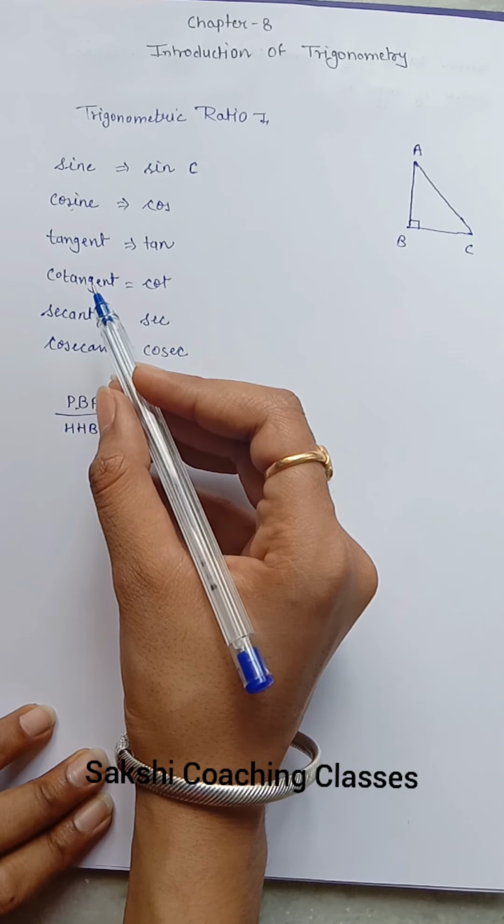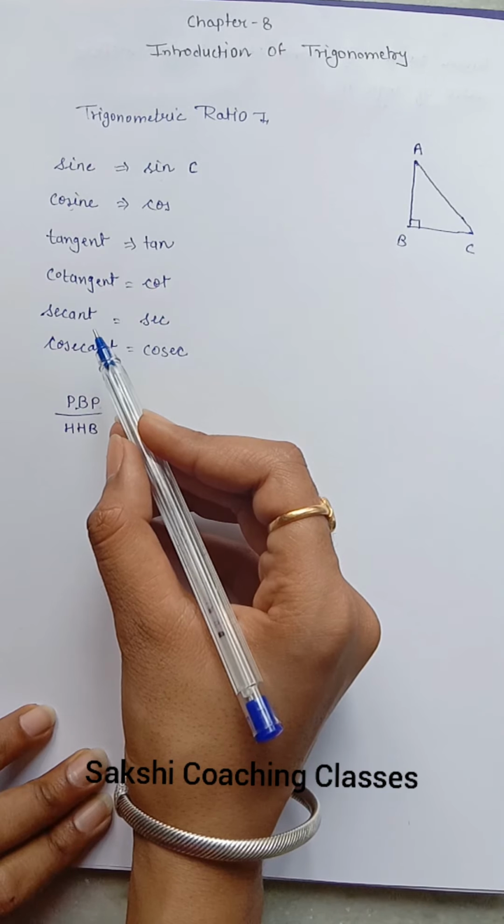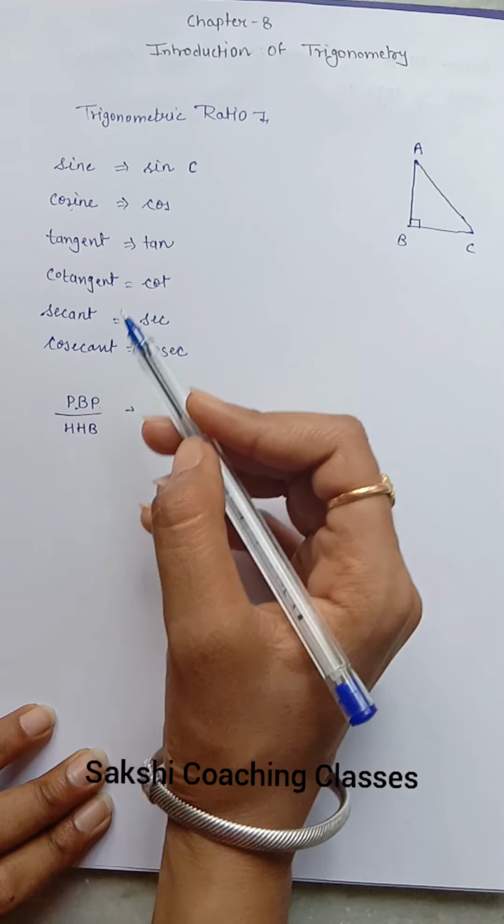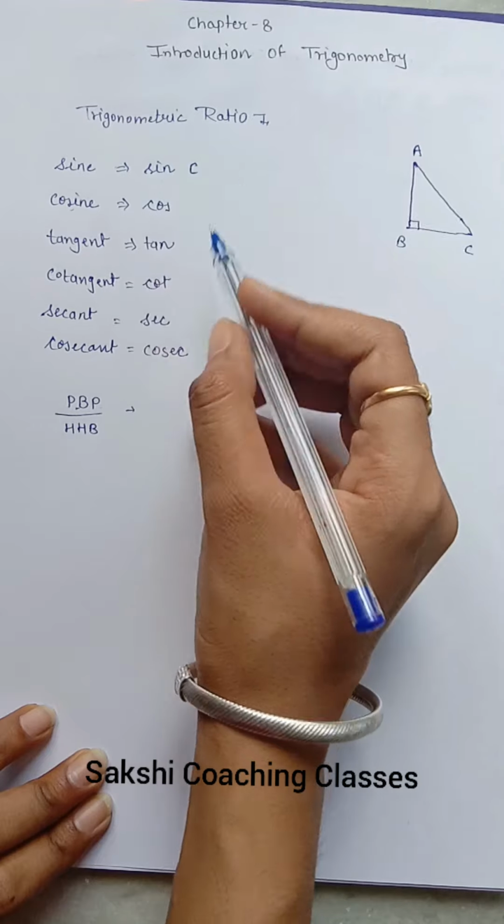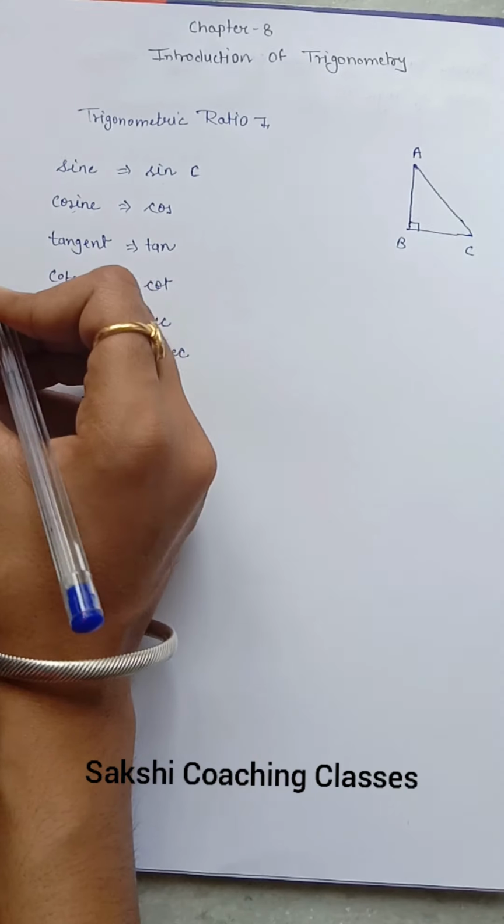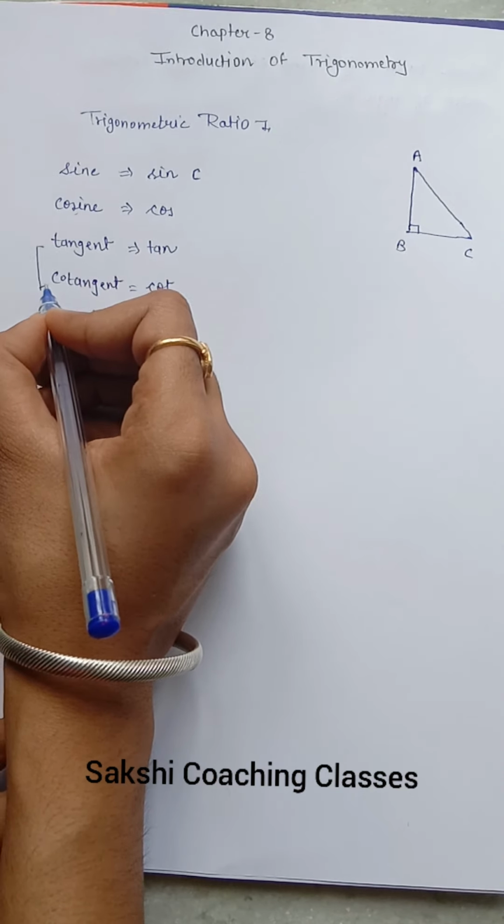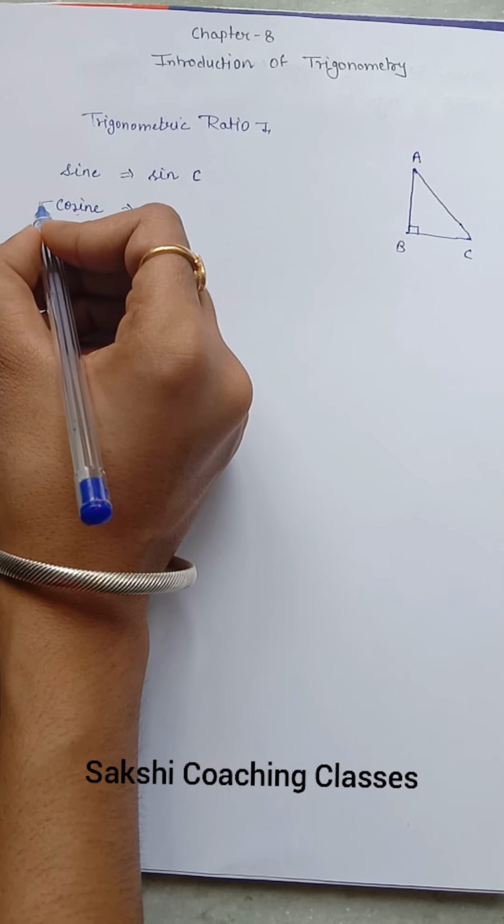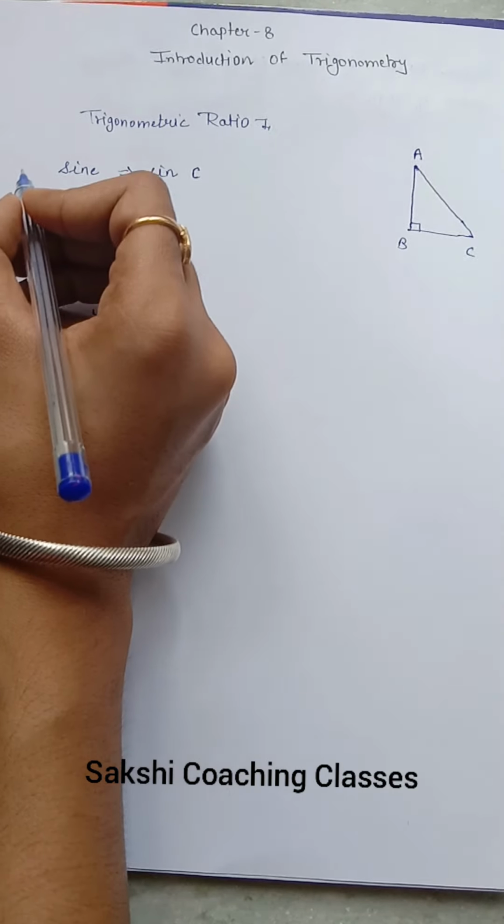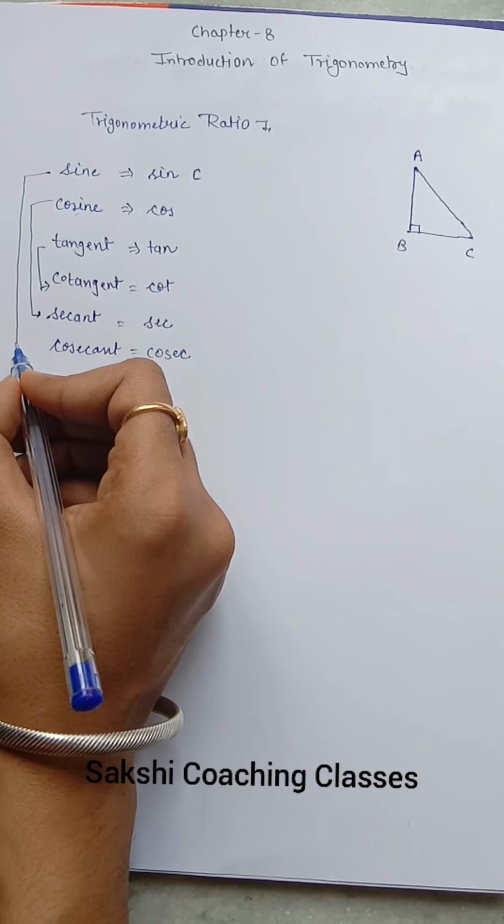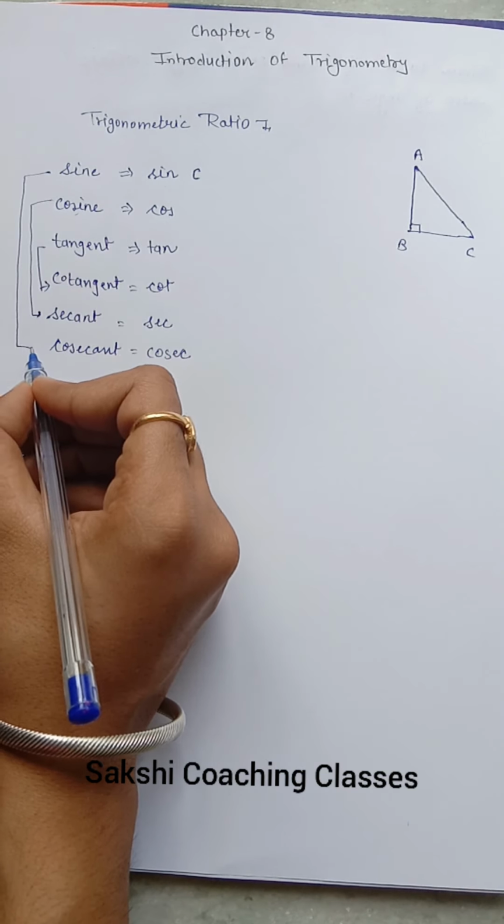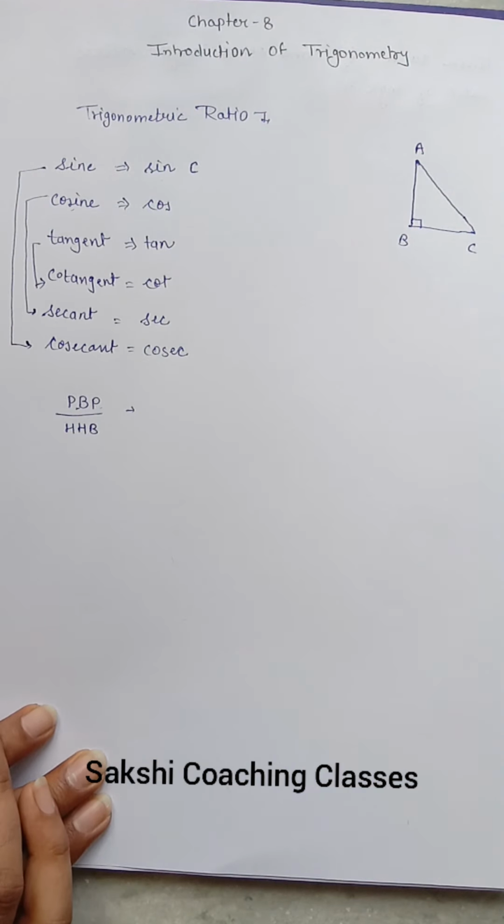Cot will be the reciprocal of tan, sec will be the reciprocal of cos, and cosec will be the reciprocal of sine. Here I am explaining again that cot will be the reciprocal of tan, sec will be the reciprocal of cos, and cosec will be the reciprocal of sine.